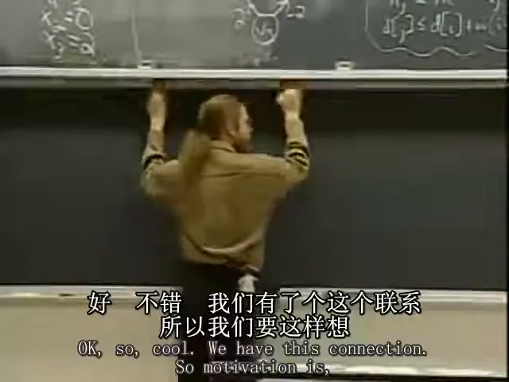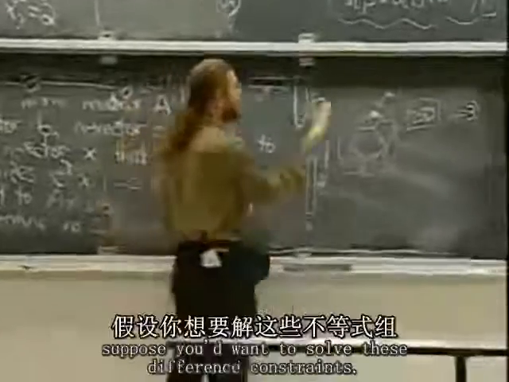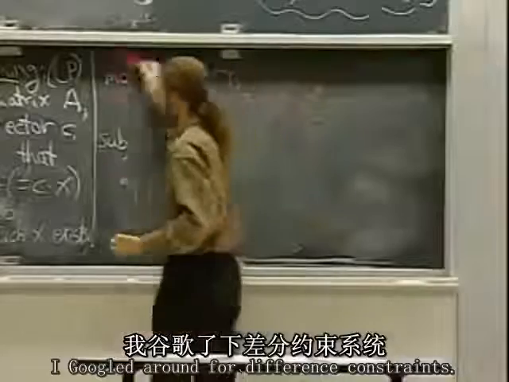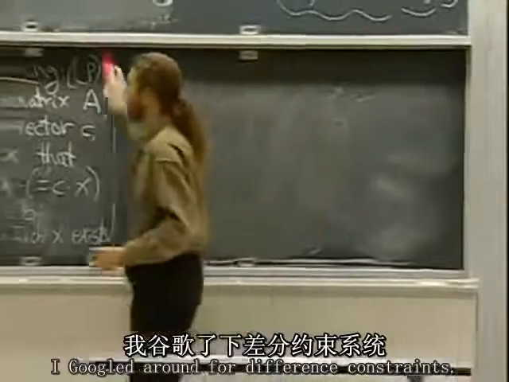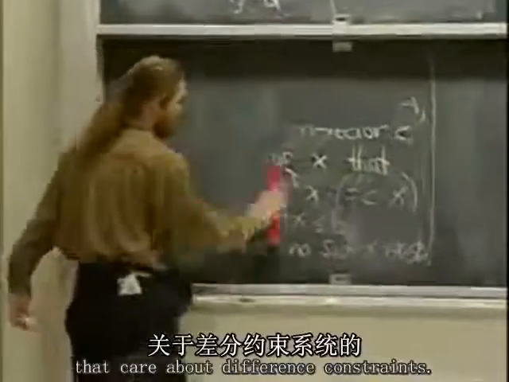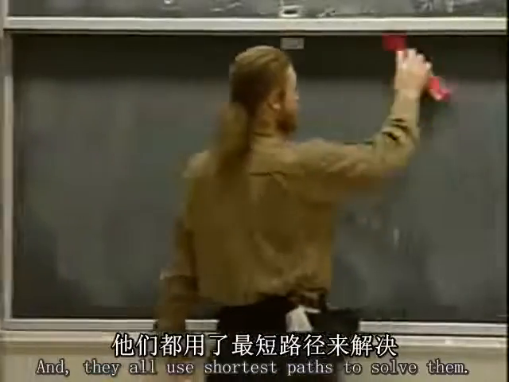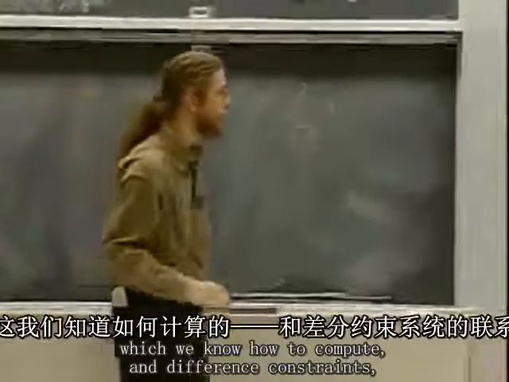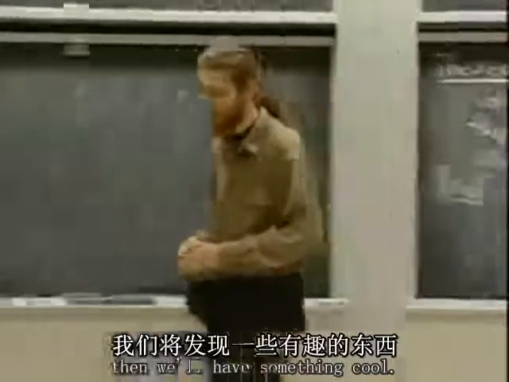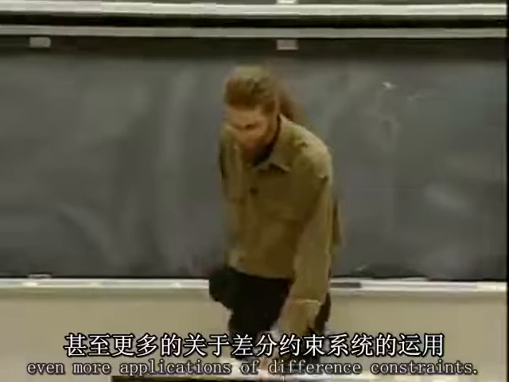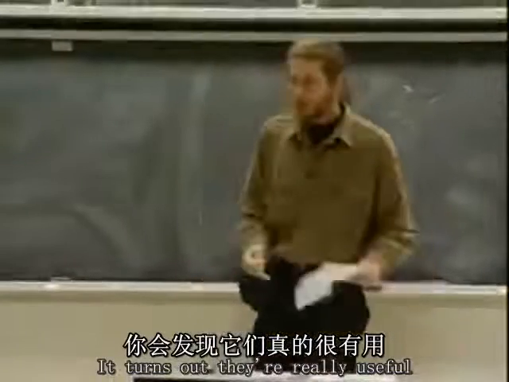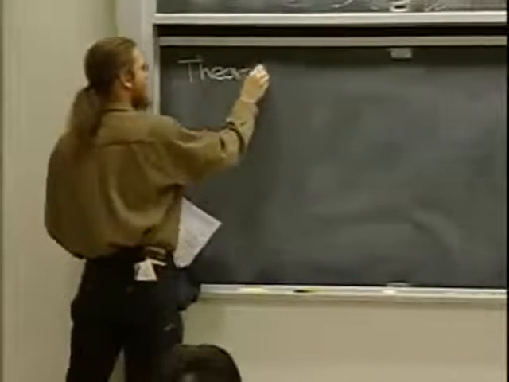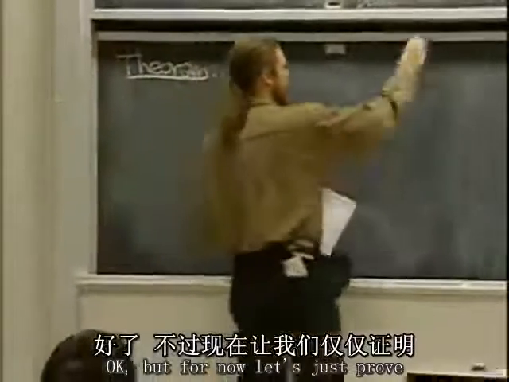Okay, so cool, we have this connection. So the motivation is, suppose you want to solve these difference constraints, and we'll see one such application. I Googled around for difference constraints. There's a fair number of papers that care about distance constraints, and they all use shortest paths to solve them. So if we can prove a connection between shortest paths, which we know how to compute, and difference constraints, then we'll have something cool. And next class we'll see even more applications of difference constraints. Turns out they're really, really useful for all pairs shortest paths. Okay, but for now, let's just prove this equivalence, finish it off.